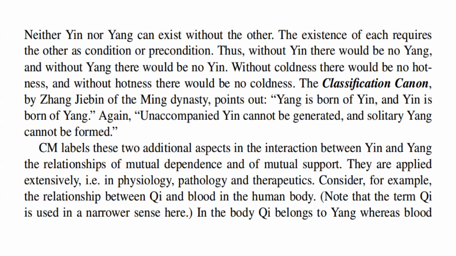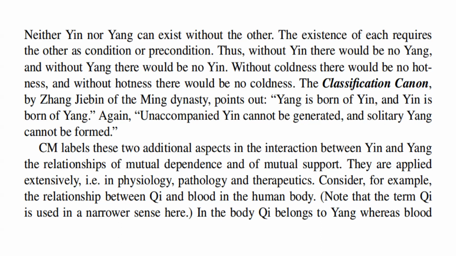The Classified Canon by Zhang Jingyue of the Ming Dynasty points out, Yang is born of Yin, and Yin is born of Yang. Again, an accompanied Yin cannot be generated, and solitary Yang cannot be formed. These are two additional aspects in the interaction between Yin and Yang, the relationships of mutual dependence and of mutual support. They are applied extensively, that is, in physiology, pathology, and therapeutics.